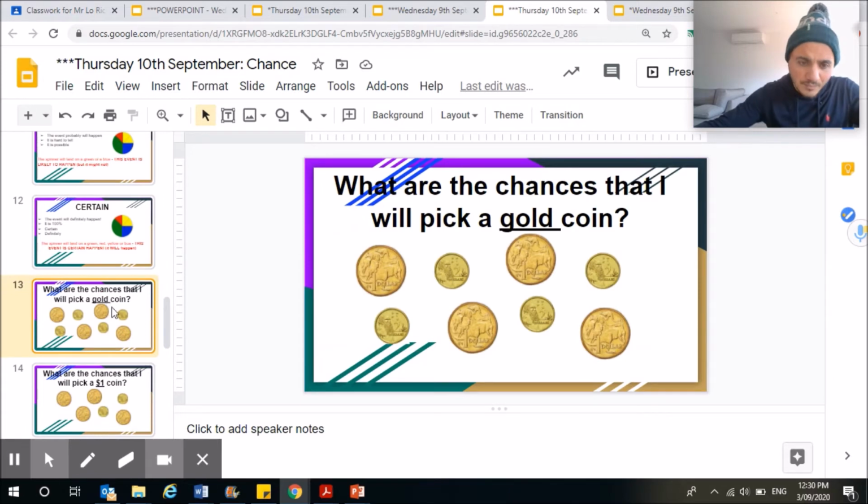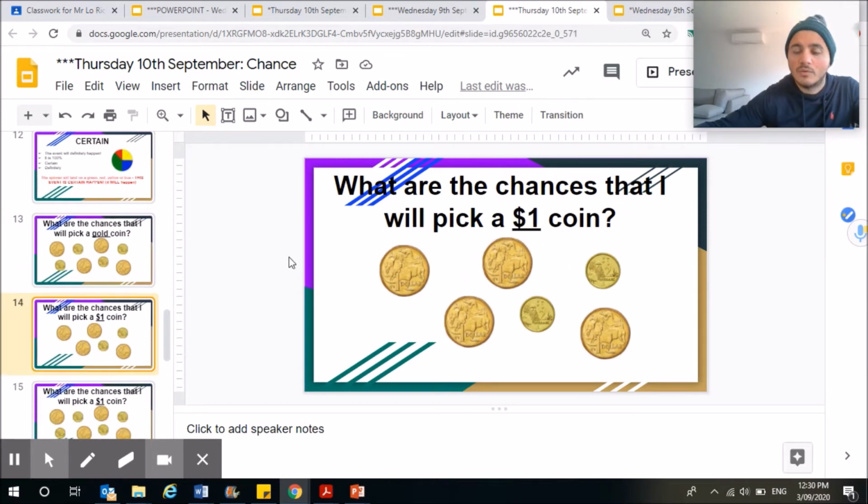What about with money? What are the chances that I will pick a gold coin out of this? Think of your probability scale. Certain, they are all gold. That is certain. Make sure we read all the questions carefully when we see them. What are the chances that I will pick a $1 coin? Well, I've got 1, 2, 3, 4. There's 6 outcomes altogether, but 4 of those outcomes are $1 coins, and 2 of them are $2 coins. So there's more $1 coins. So it's likely that I'll pick out a dollar coin. Can't say it's certain.